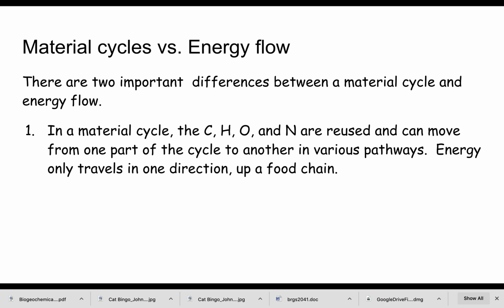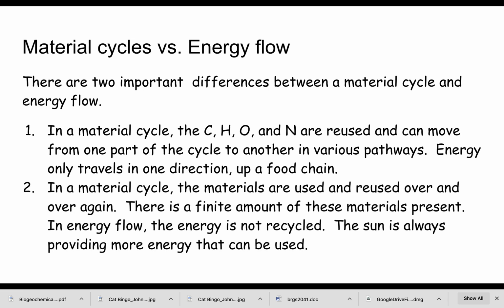In energy, it only travels in one direction. It starts with our producers, the photosynthesizers, and then it moves up a food chain. So the things that eat the plants, they get what they need, and then the predators that eat the herbivores, they get what they need, and eventually everything gets broken down by bacteria. So the energy is only flowing in one direction in energy flow.